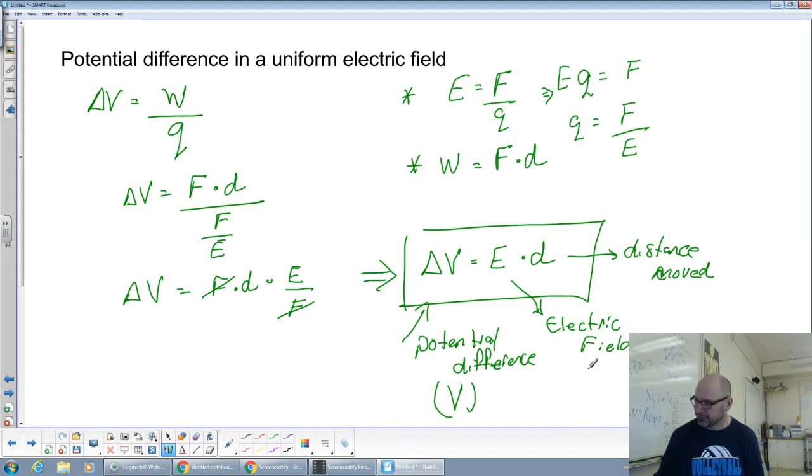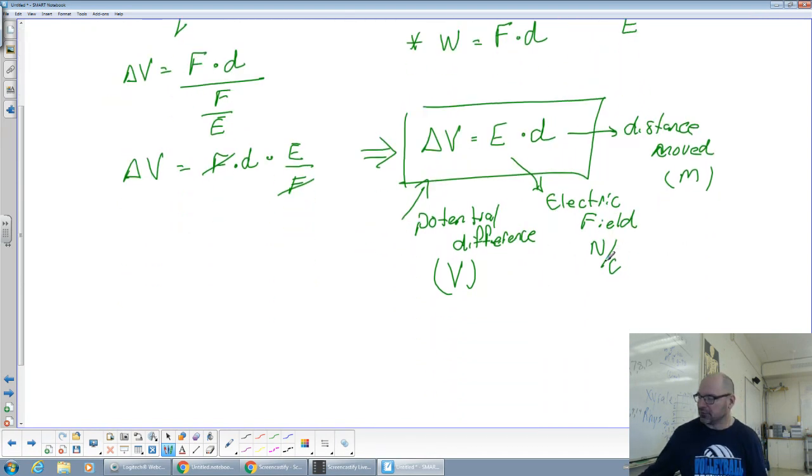Electric field is obviously calculated as newtons per coulomb, and distances in meters. So you're like, whoa, that's all weird. How do they actually equal each other? Well, if you look at it, newtons and volts are not base units, and neither is a coulomb. Okay, so you're going to end up getting a voltage.